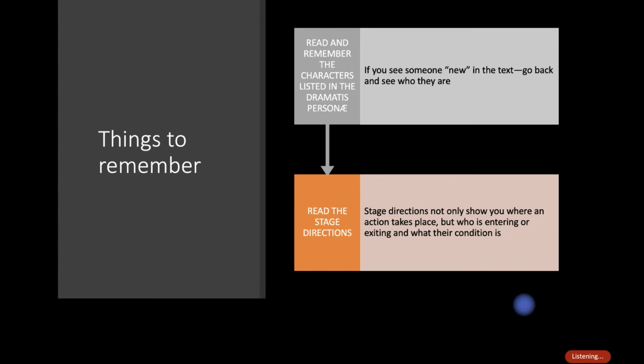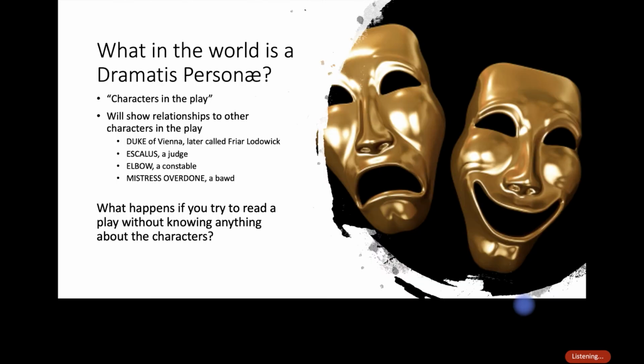They probably don't seem important to you, but they show where an action is taking place, who's coming into a scene, and what their condition is. If they're hiding, if they're right out in the open, if everybody can hear them, if only some people can hear them. So you want to make sure that you read these things.